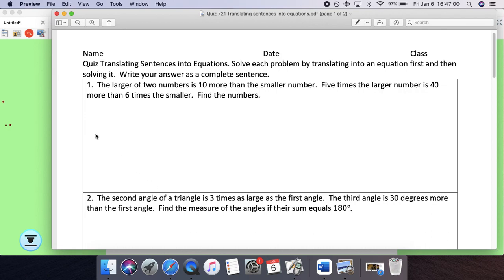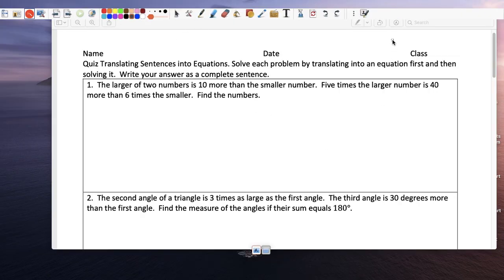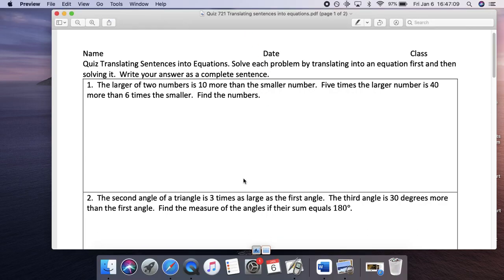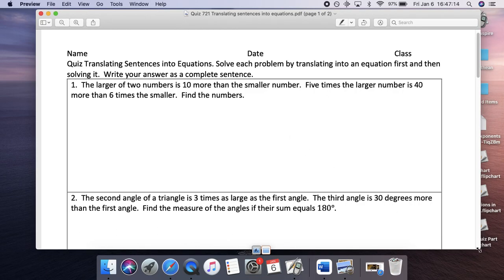This is the handout you got today, so let's get started. I have so many of these that sometimes I forget which one I gave you. I hope this is the one I gave you. If it's not, this is actually your quiz.